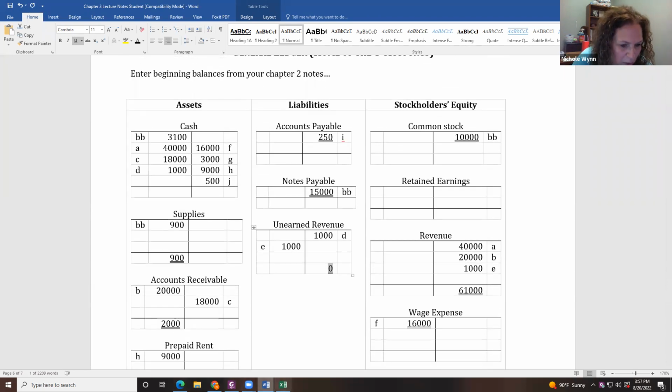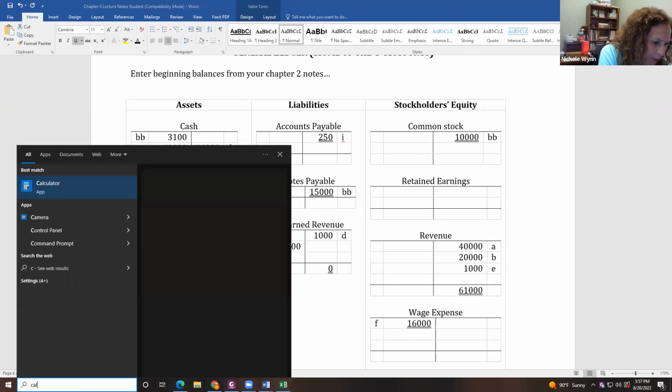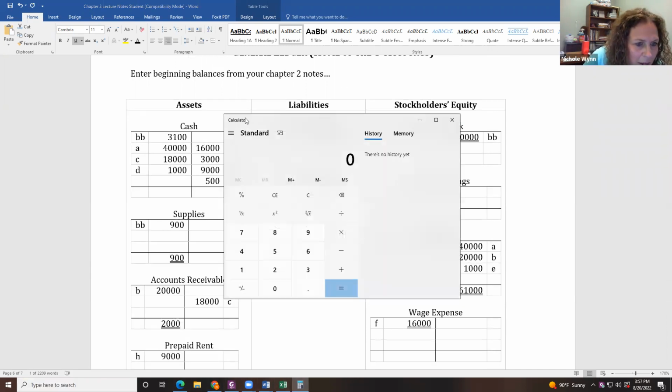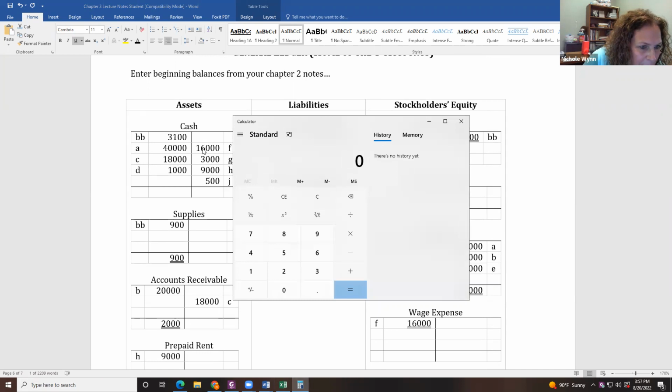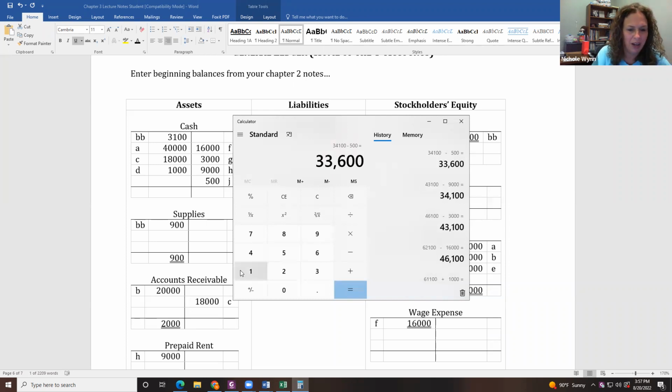And I think that's it except cash. So cash is the hard one. You need a calculator for that one. Okay. And so I'm going to add these up and subtract these because this is the positive side of cash because cash is an asset and assets increase on the debit side. I know I keep repeating myself. That's on purpose. 3,100, 40,000, 18,000, 1,000, minus 16, minus 3, minus 9, and minus 500. I got 33.6. I'm not positive that's right. It made me a little bit nervous.